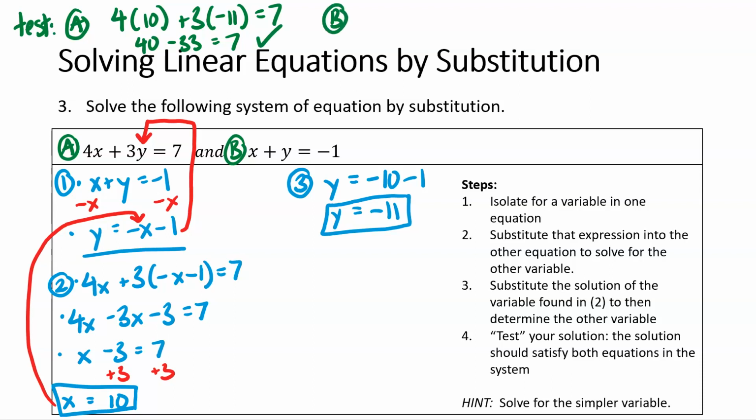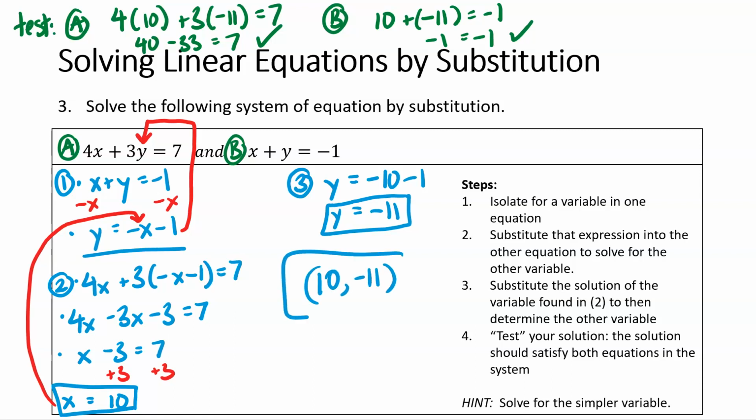Let's test equation B. Both equations have to work when you substitute the values you solve for. X, which is 10, plus y, which is negative 11. Does that equal negative 1? 10 minus 11 is negative 1. That equals negative 1. We tested B and it works. So our solution of 10, negative 11 is the solution that works. That is the point of intersection.